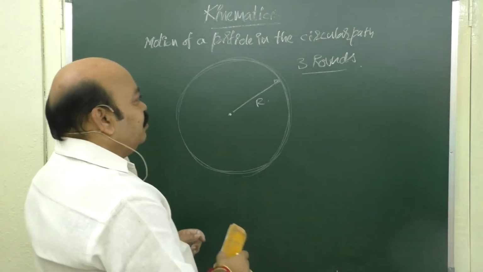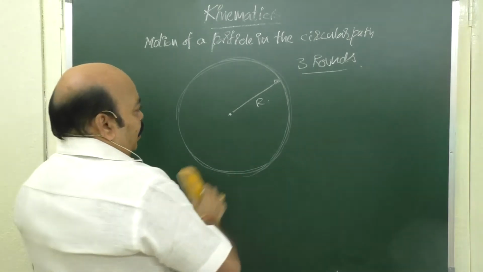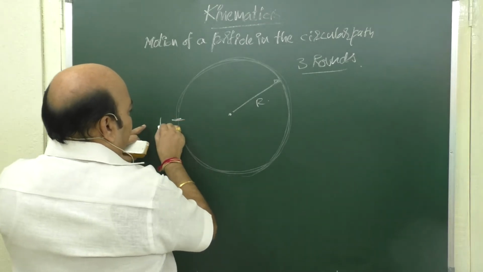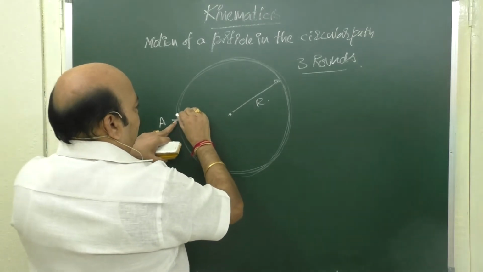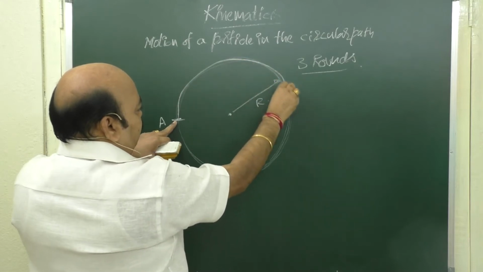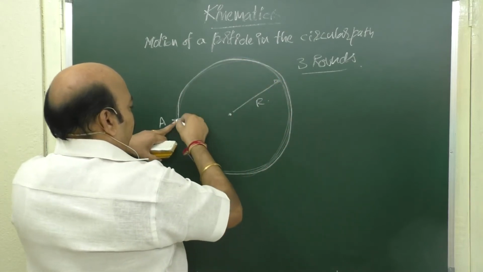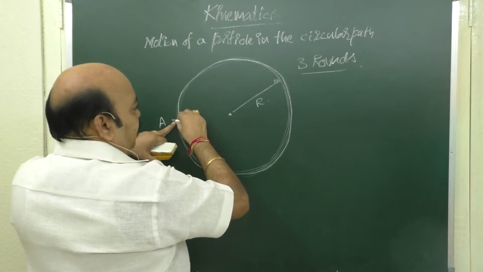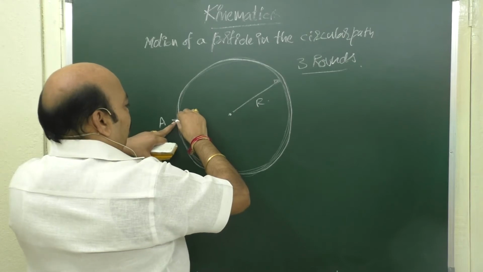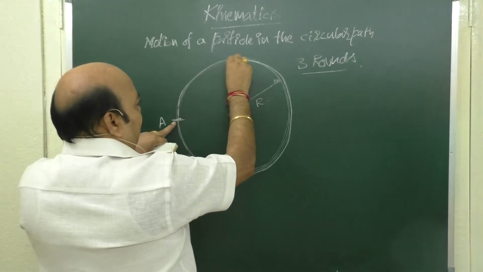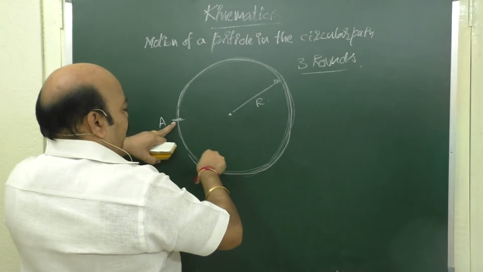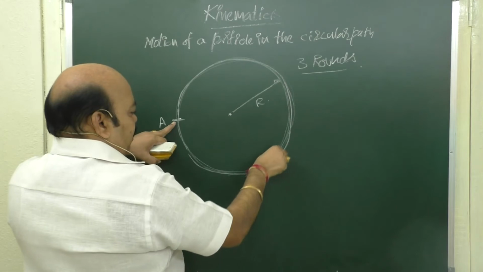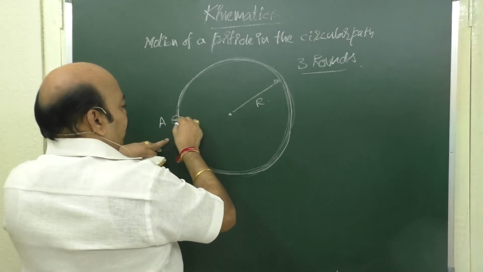Beautiful question, very simple, logical thinking. After it completes 3 rounds, for example, if its journey starts from this point, this is the starting point. Moving along this circular path, it reaches the point A again. That means it is said to complete 1 revolution, 1 rotation, 1 cycle. Then it completes the 2nd rotation, and again the 3rd one, and this is the final point here.